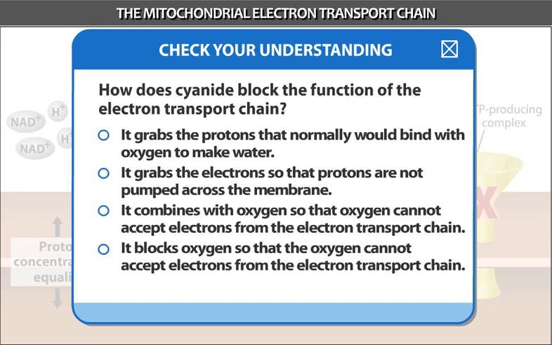How does cyanide block the function of the electron transport chain? It grabs the protons that normally would bind with oxygen to make water, it grabs the electrons so that the protons are not pumped across the membrane, it combines with oxygen so that oxygen cannot accept electrons from the electron transport chain, or it blocks oxygen so that the oxygen cannot accept electrons from the electron transport chain. The correct answer is, it blocks oxygen so that the oxygen cannot accept electrons from the electron transport chain.